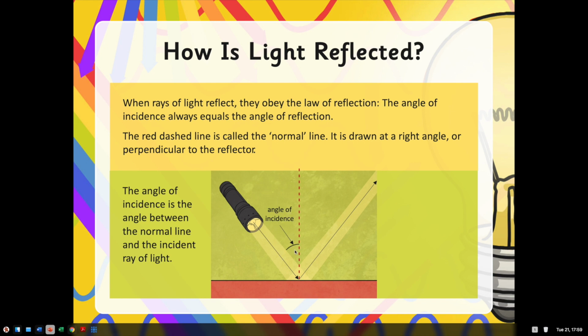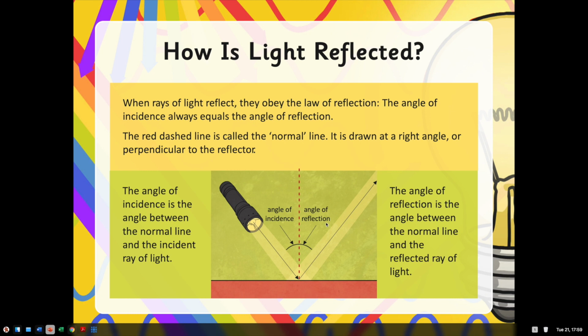Then the angle it comes off at in the other direction is always the same. So the angle of incidence is equal to the angle of reflection. So if this was a 45-degree angle here, it would come off at a 45-degree angle here.